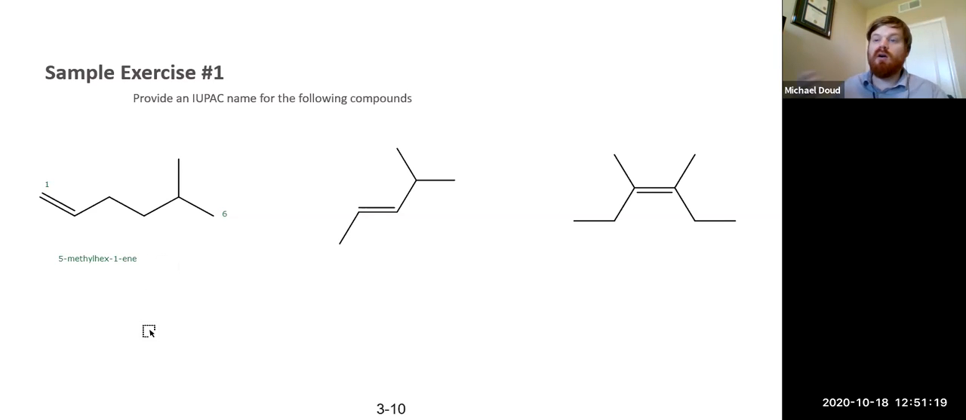I know what you're saying: oh, wait, what about E/Z? Remember, E/Z is only going to be used when you have different priority groups on your alkene. But if we look at it here, let me go ahead and draw this in. Remember, these are both hydrogens over here. So which one's the number one priority? Well, they're both the same, and so they're symmetrical.